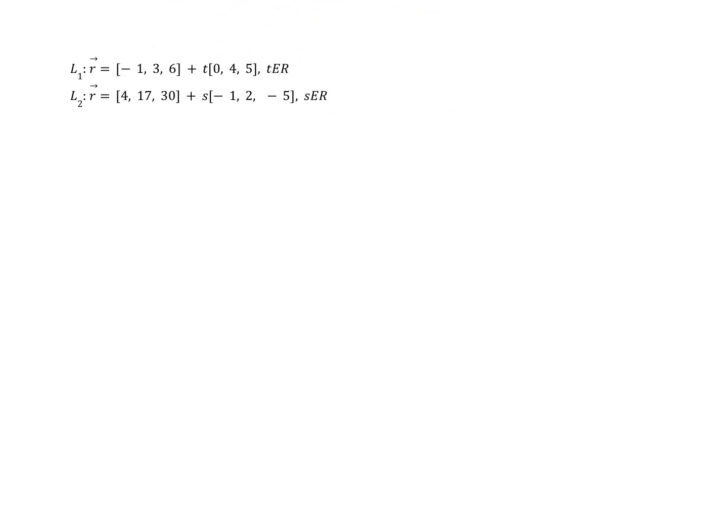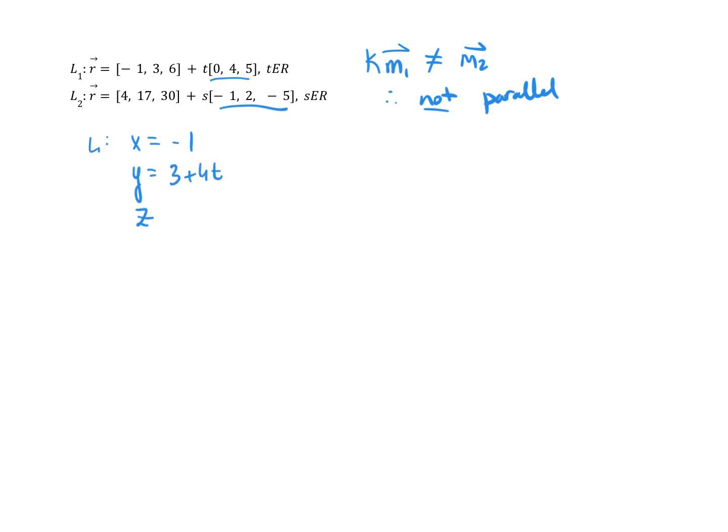All right, last example. So I'm going to start off by looking at the direction vectors. They cannot be written as m1 times k equals m2. So it's not parallel. So maybe we have a single point of intersection or our lines are skew. So I'm going to start with those parametric equations. X equals -1 plus 0t. Y equals 3 plus 4t. Z equals 6 plus 5t.